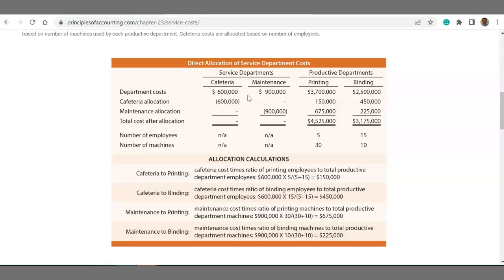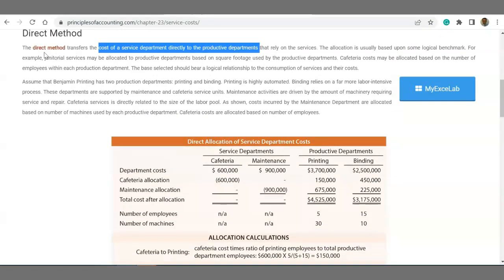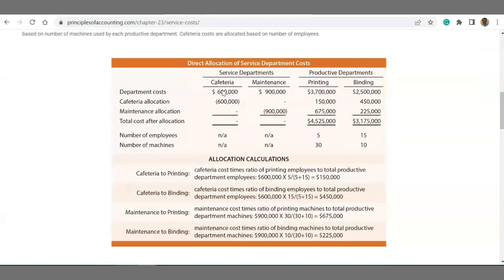Okay, but who's going to take those costs? Who's going to take responsibility of those costs? How do you want to allocate these costs to the productive departments where they generate income? And we're constantly saying, oh, we make this much money, right? So these service departments, using the direct method, okay? Directly, you can apply the cost to the productive department based on some type of allocation.